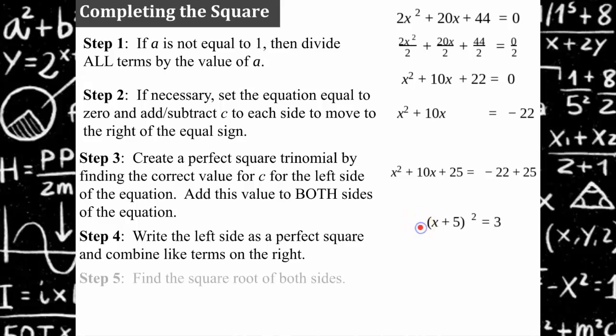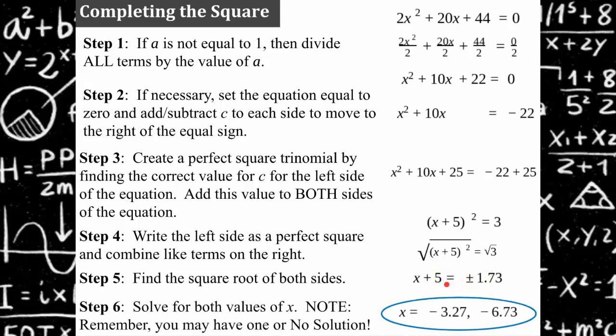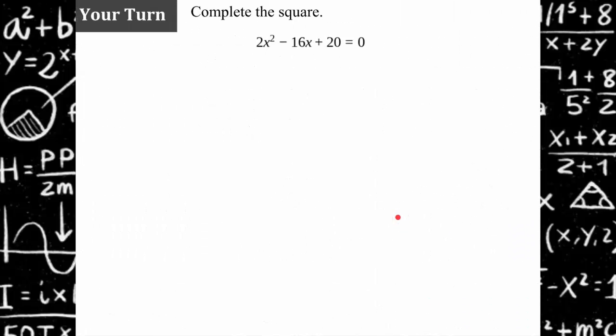Now to solve, I'm going to take the square root of both sides, which is x plus 5 equals positive and negative 1.73. I've rounded to the nearest hundredth. Subtract 5 from both sides, and I get that my two roots are negative 3 and 27 hundredths and negative 6 and 73 hundredths. All right, your turn. So remember, we've added a new step, making sure that before you can start to complete the square that A has a value of 1. So go ahead and pause, complete the square, and come back and check your work.